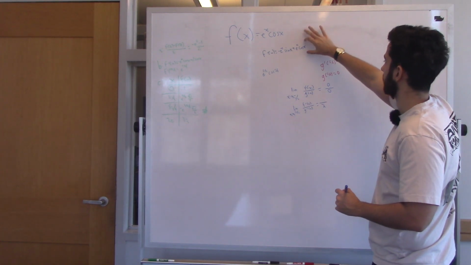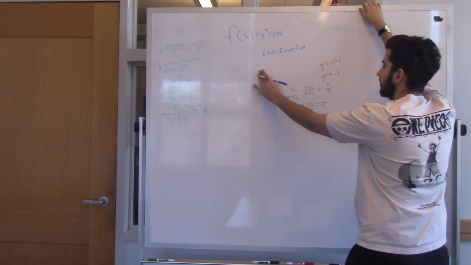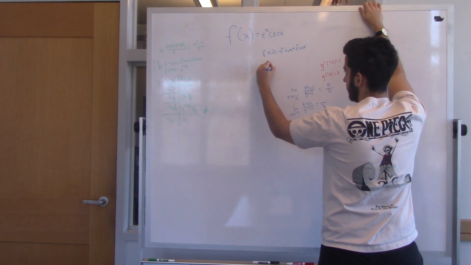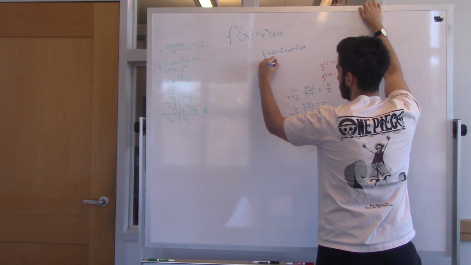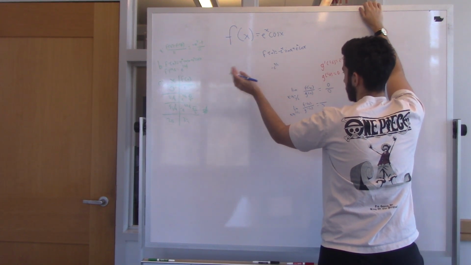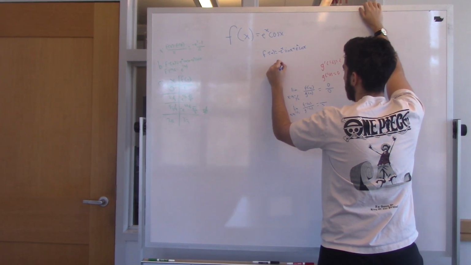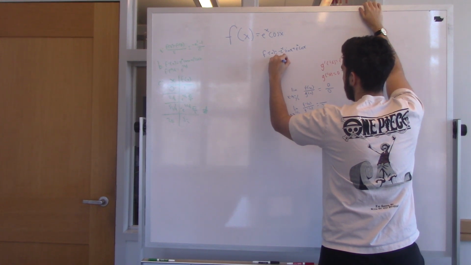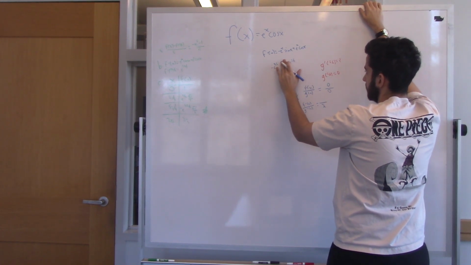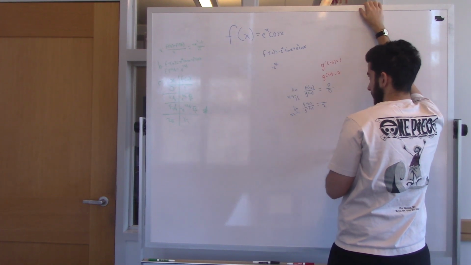Now, here's our derivative for f. Let's plug in π/2. We get negative e^(π/2). Sine of π/2 is 1, so we're just going to leave that alone. Plus e^(π/2) cosine π/2. But wait, we said that was 0, so this all cancels out. We get negative e^(π/2).